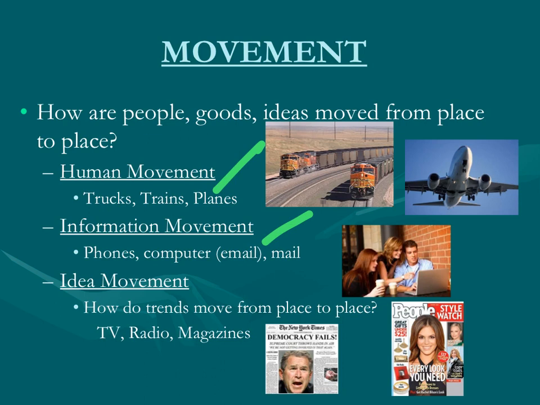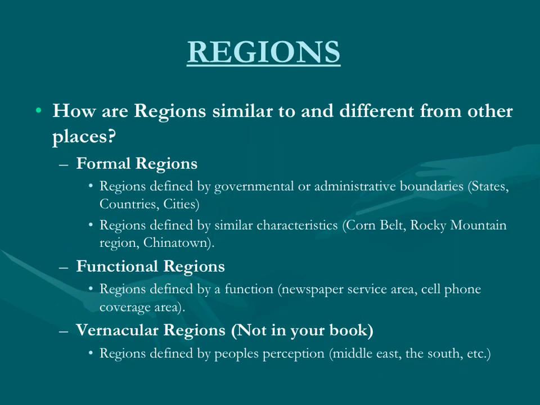And then the last idea is the idea movement. How do trends move from place to place? We use TVs, we use radio, we use magazines to spread ideas to people all around the world. So the fourth theme is movement. The last theme of geography is the regions. Regions, which means how are regions similar and different to each other.